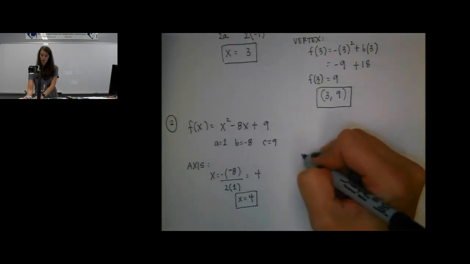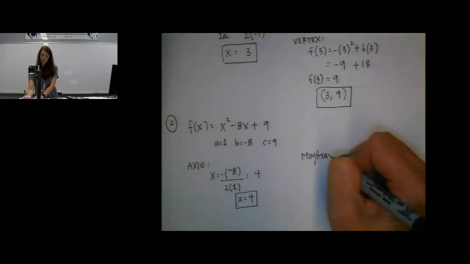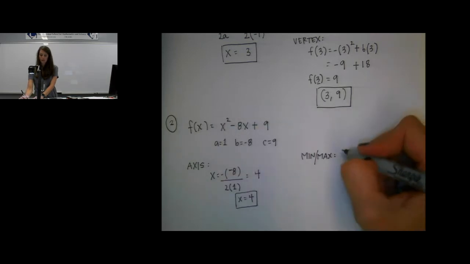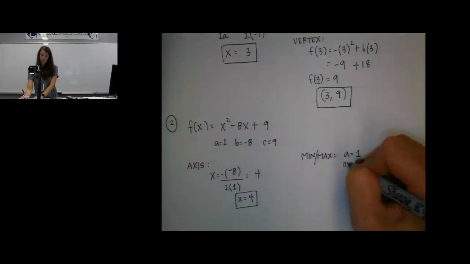Okay. Is it a minimum or is it a maximum? A is positive, so A is equal to a positive 1. So that means it's going to open which way? Open up. So that means it's going to have a minimum point.